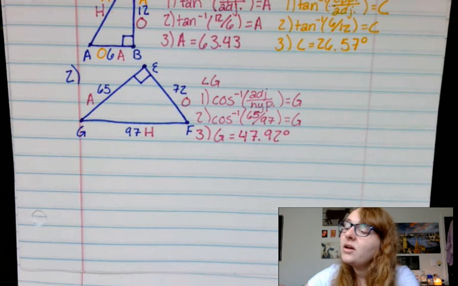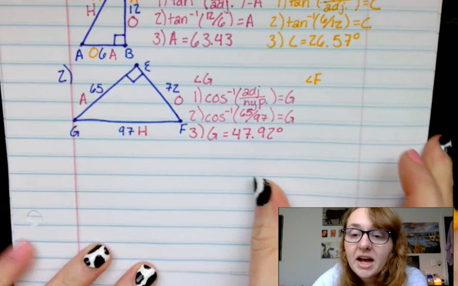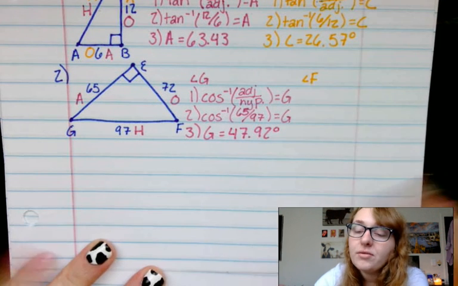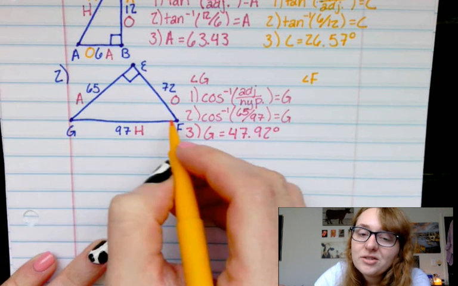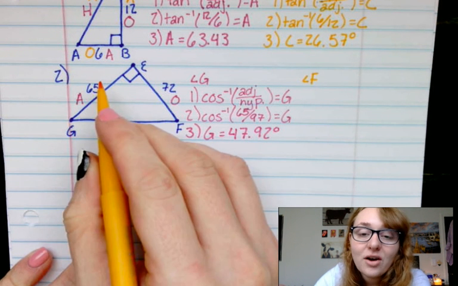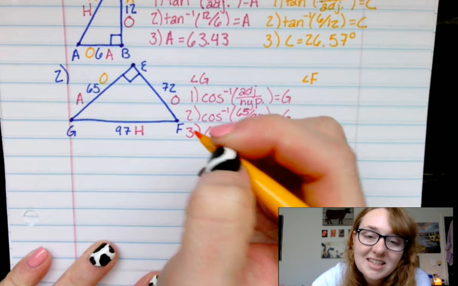So again, we're going to solve for angle F. So the first thing we want to do is decide which sides are opposite, adjacent, and hypotenuse from angle F. So from angle F, our opposite side is the side furthest from. It is the side not touching. It is the side across from angle F. So I'm going to put an O on this 65.